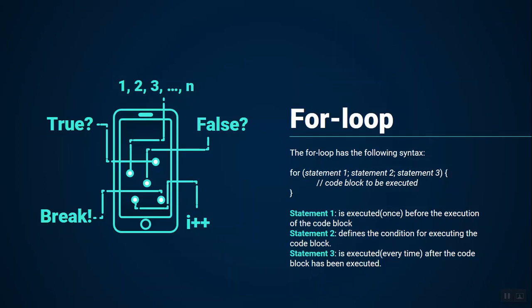For example, we want to run this code block a number of times, say 5 times, 6 times, 7 times. This is where we put the condition to control this block. Statement 3 is executed every time the code block has been executed. As long as the condition is true, the code block will be executed, and then it proceeds to statement 3. So this is the step-by-step procedure. Statement 1 is executed once, the condition is checked, and if it is true, it executes the code block and then executes statement 3. Since the condition is still true, it executes the code block again and then statement 3.